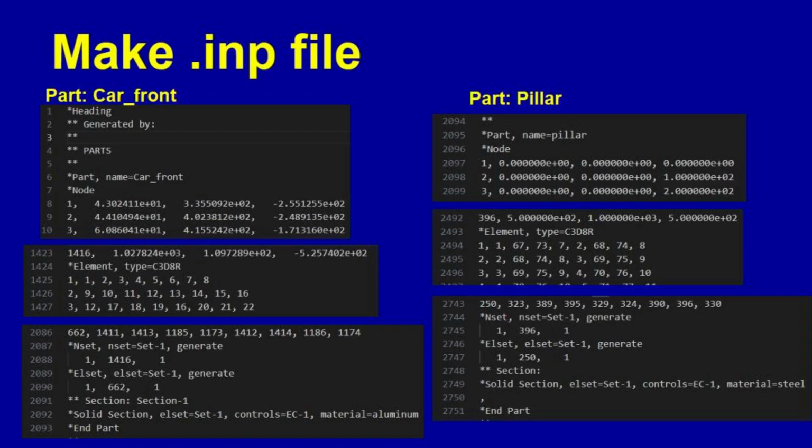Then let's see the inp file. You can write it in the same way as an Abaqus inp file. For the part of the car, write nodes and elements data, and node set, element set, and solid section. And similarly for the part of the pillar.